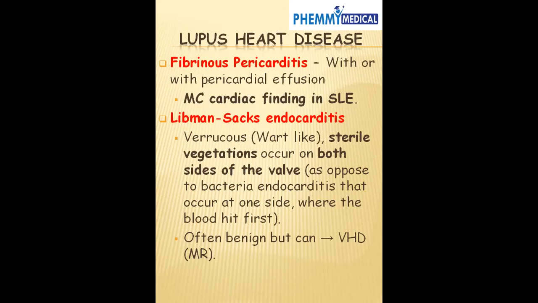And let's now talk about the lupus heart disease, the cardiac manifestations of lupus. The first one there is fibrinoid pericarditis. So fibrinoid pericarditis, and this may be with or without a pericardial effusion. And as a matter of fact, this is the most common cardiac finding that we see in SLE.